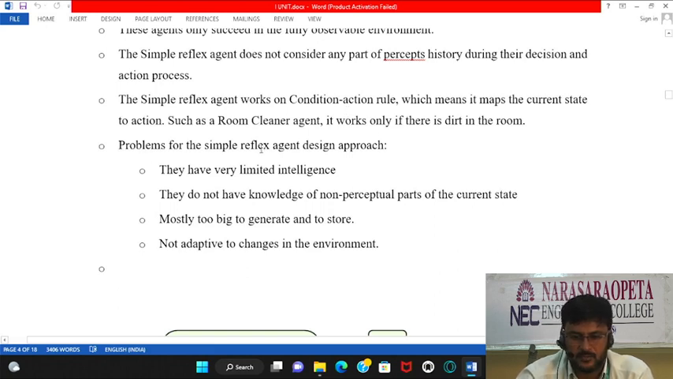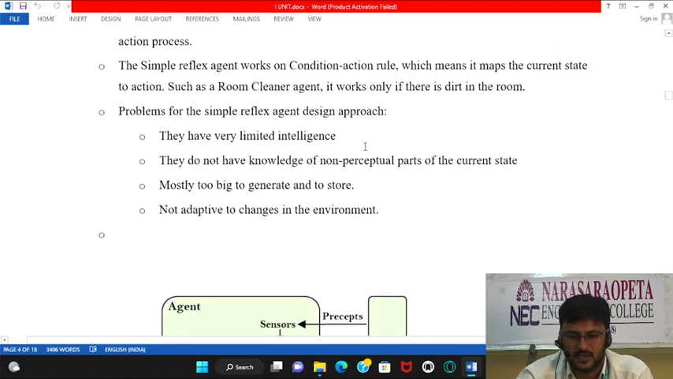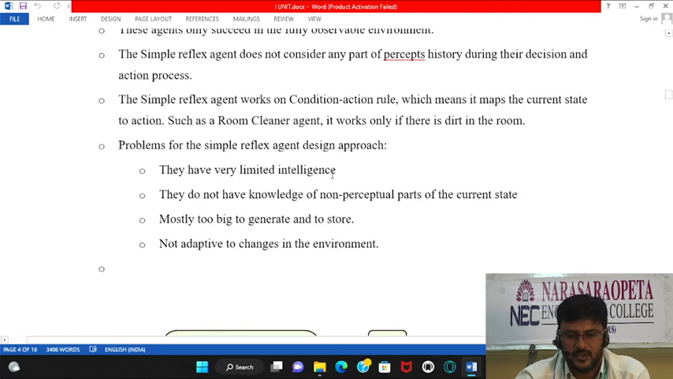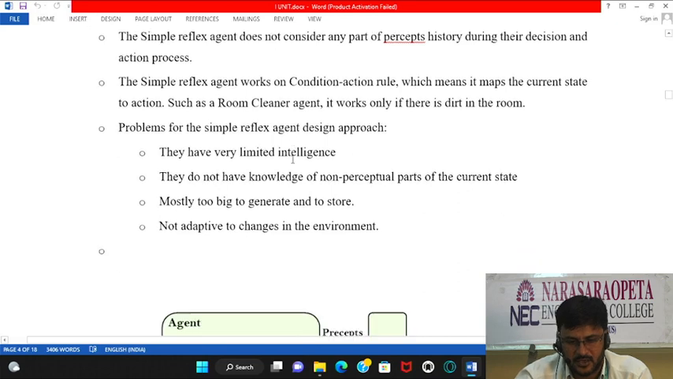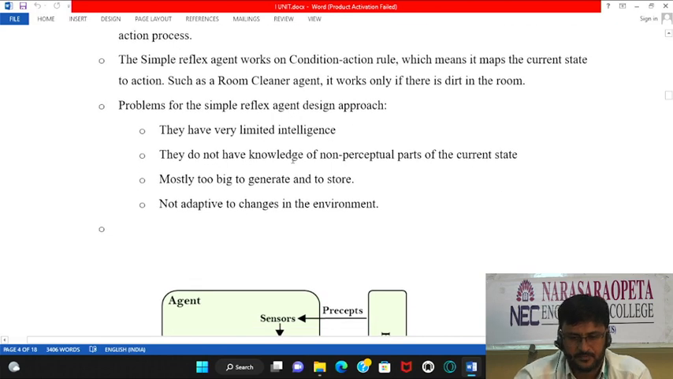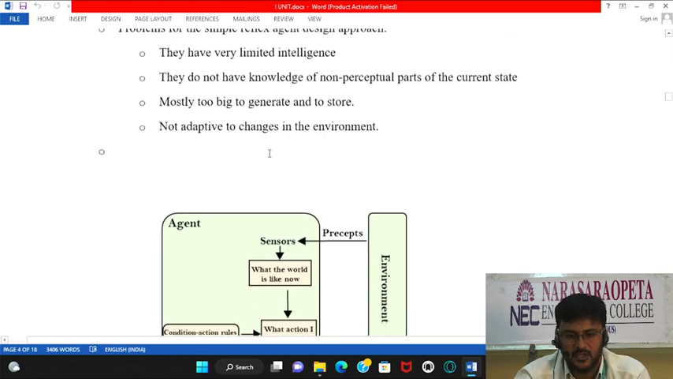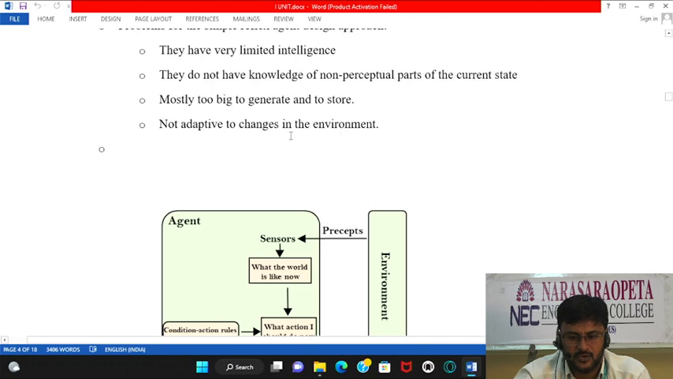Next, the problems, or design problems, of the simple reflex agent. What problems does the simple reflex agent face? They have very limited intelligence. They take a decision depending only on the current percept. They do not have any knowledge of non-perceptual parts of the current state. The rules are mostly too big to generate and store. They do not adapt to changes in the environment.